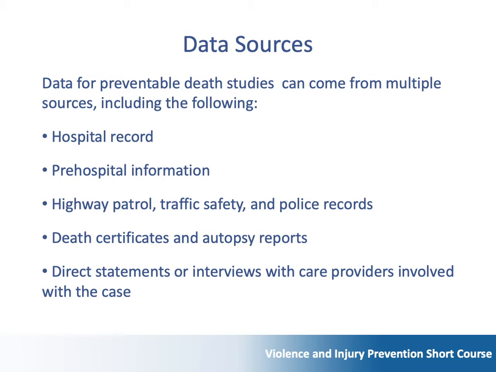Data for preventable death studies can come from multiple sources, including the following: hospital records, pre-hospital information, highway patrol, safety, traffic data, and police records, death certificates and autopsy reports, as well as direct statements or interviews with care providers involved with each case.